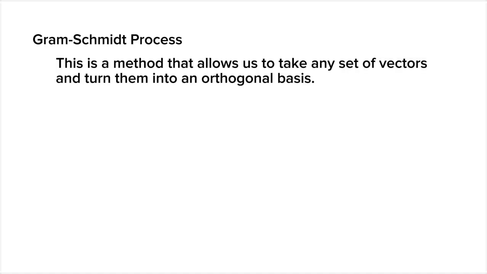Now let's move on to the Gram-Schmidt process. This is a method that allows us to take any set of vectors and turn them into an orthogonal basis. The key idea is that at each step we make a new vector, orthogonal to all the ones before it, by subtracting out its projections. By the end, we'll have a whole new set of orthogonal vectors to work with.